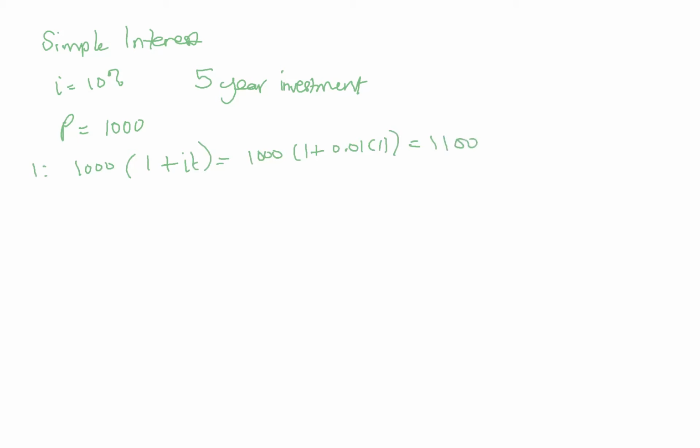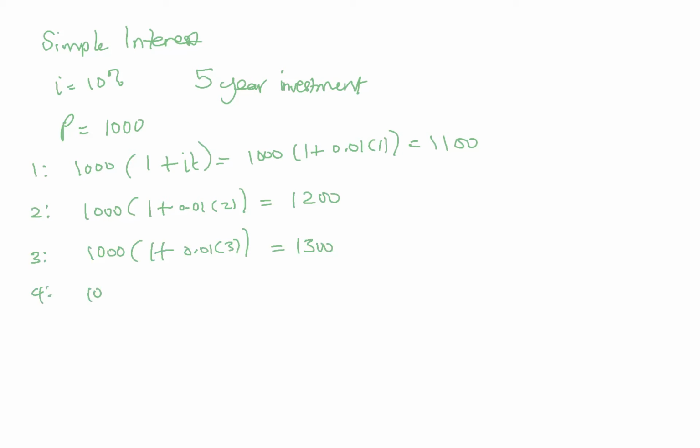At the end of the second year, what do we get? 1,000 times 1 plus 0.1 times 2, which is 1,200. At the end of year 3, we have 1,000 times 1 plus 0.1 times 3 equals 1,300. At the end of the fourth year, we have 1,000 times 1 plus 0.1 times 4 equals 1,400.